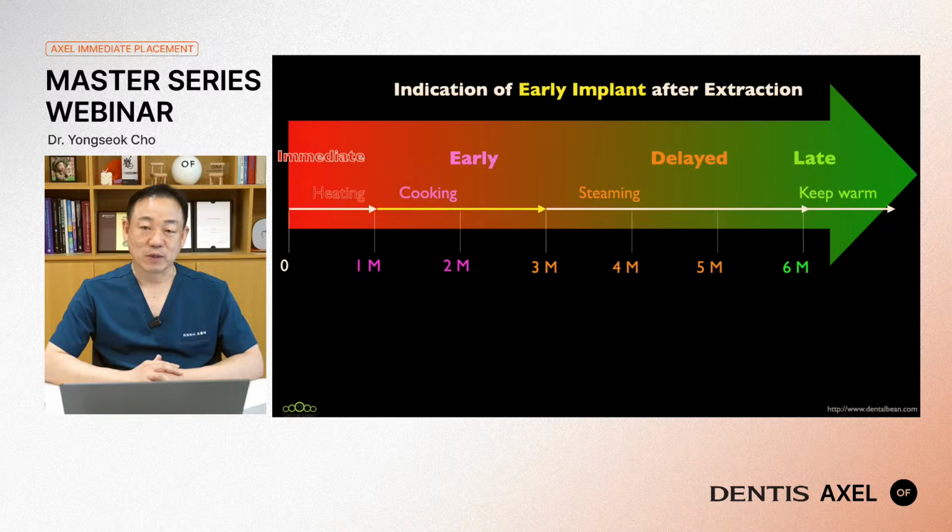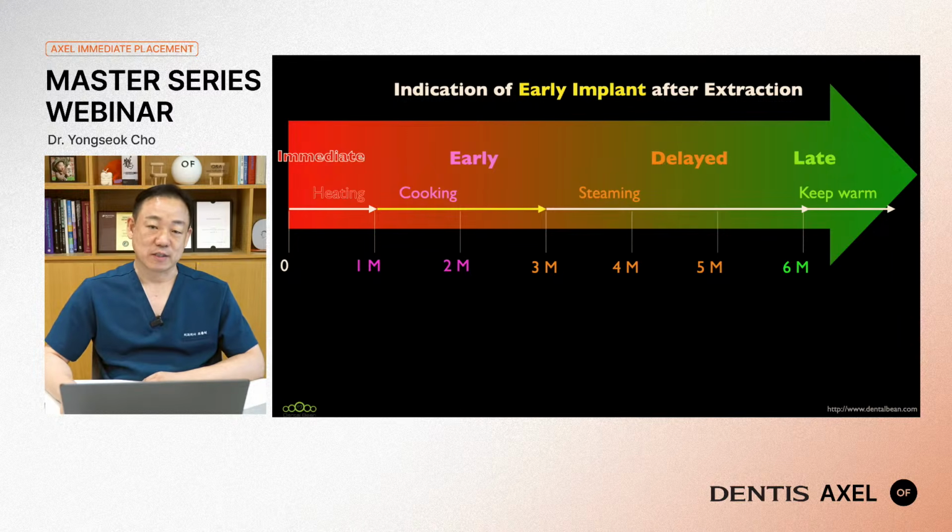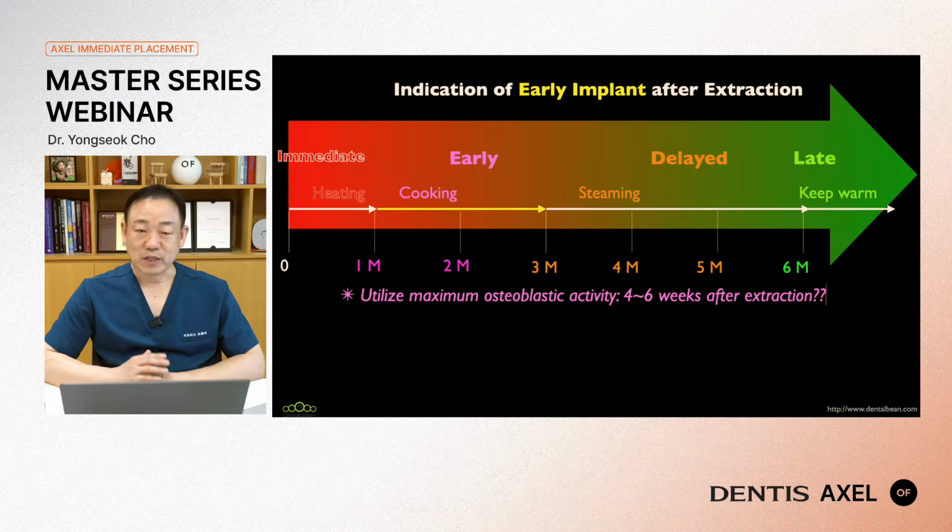Then, what is the indication of early implant after extraction? Many dentists like to place implant at this stage, about 1 to 2 months after the extraction. They say we can utilize maximum osteoblastic activity at this stage. About 4 to 6 weeks after extraction, there is maximum osteoblast activity. So when we place implant and do bone graft at that stage, we expect nice bone healing, so we can utilize these natural advantages.